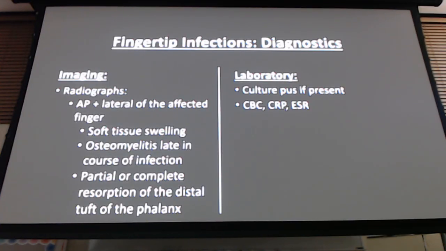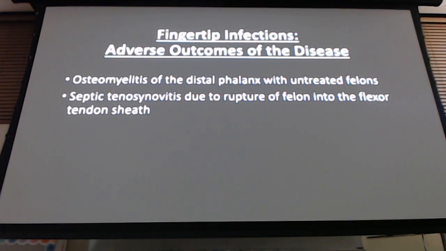Good to go? Okay, so you may get an x-ray and you look at it, infection's been present, and then all of a sudden that definition of the distal tip is gone. It's been eaten away. Okay? Labs, cultures always, right? So CBC, CRP, and ESR. I want to leave that to that.